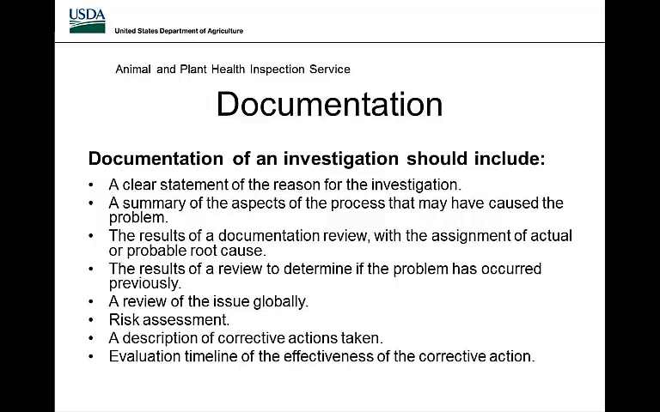Has it happened before? Has it happened somewhere else? Is it possible it will happen again? What did you do to prevent it? How do you know that what you did will work? Can you prove it?